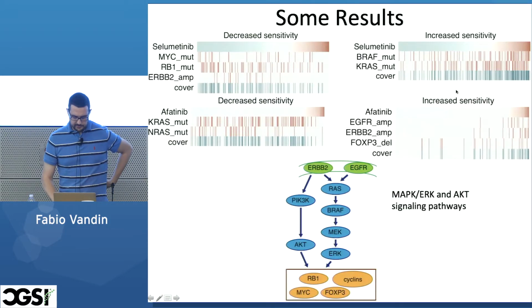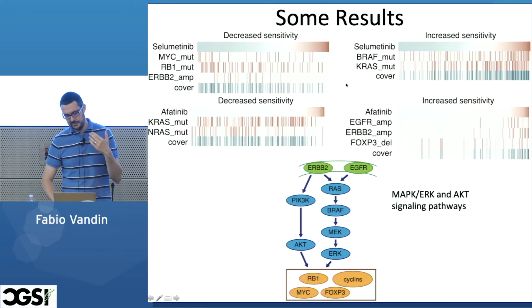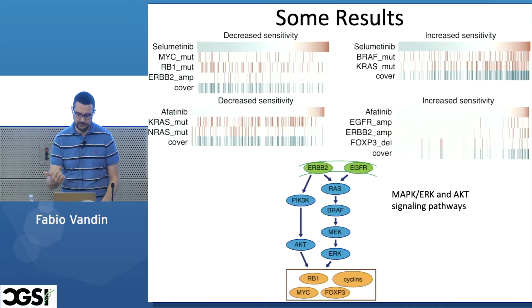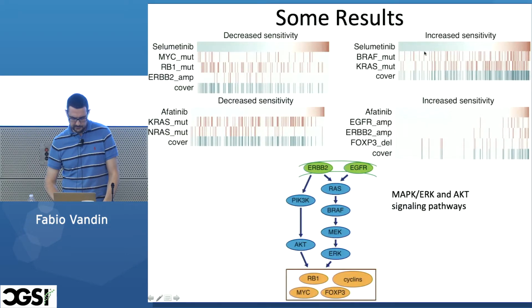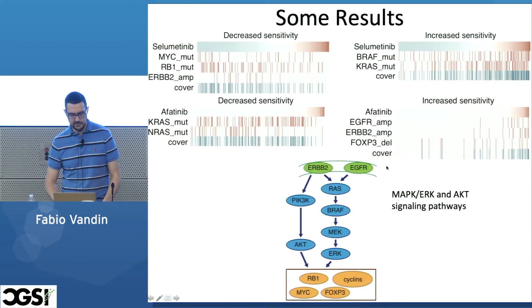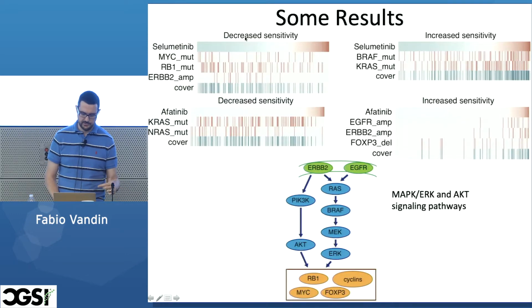And so these are the four different modules and the target profiles and the overall cover for the subnetwork. And an interesting observation here is that looking at these two targets, we identify subnetworks that are somehow similar, but they have an opposite association with the target for the two drugs. So for example, if you look at selumetinib with increased sensitivity, we get the BRAF and KRAS mutations, and KRAS and NRAS mutations are associated with decreased sensitivity to afatinib. And the similar result is what we observe for decreased sensitivity of selumetinib and increased sensitivity to afatinib.